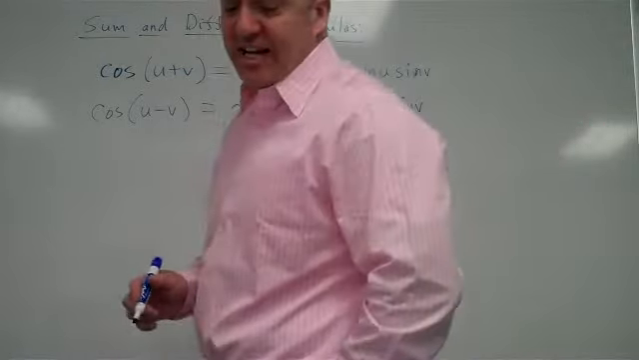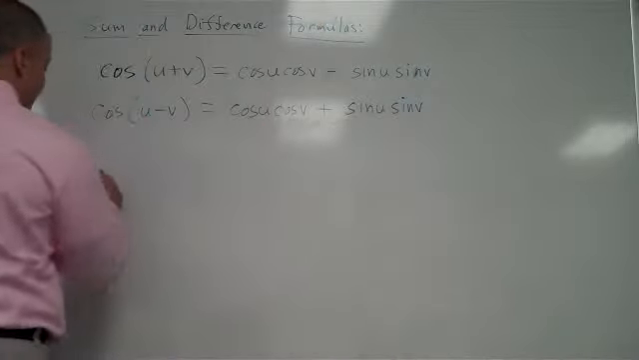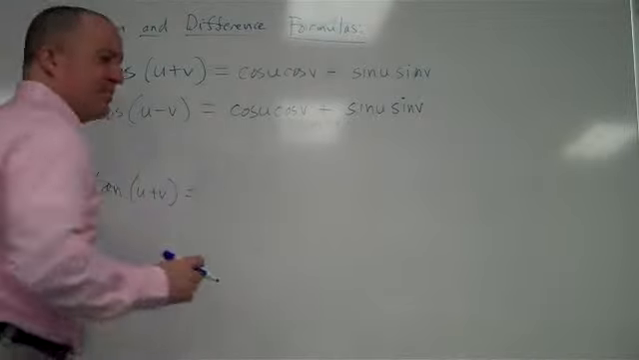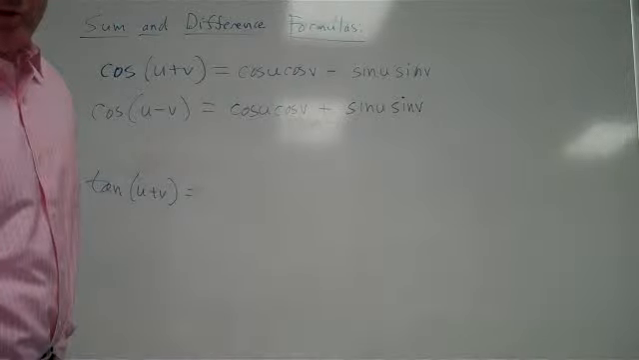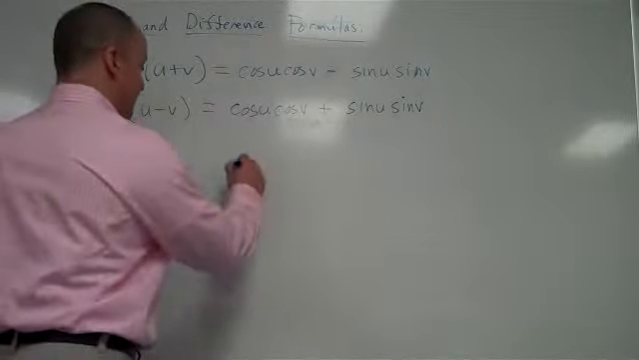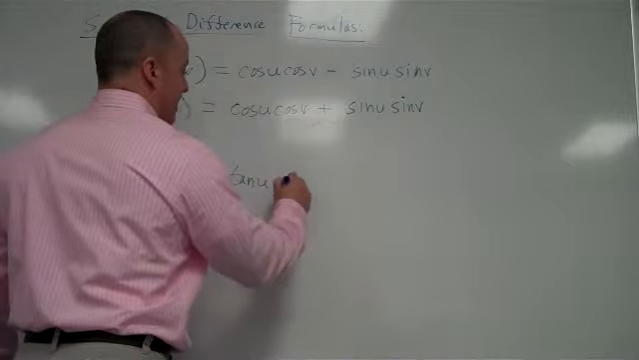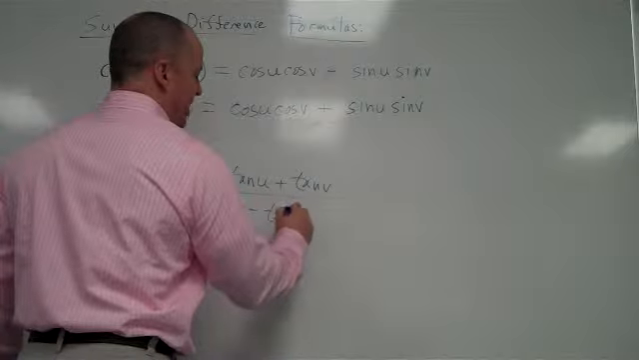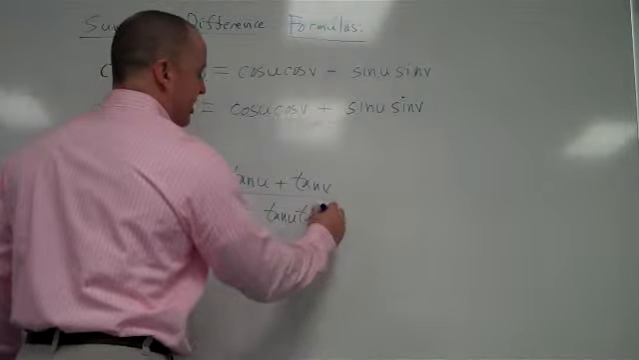The last two are tangent formulas. And these are by far the ugliest. If you add two angles, it's the sum of the two angles over 1 minus the product. Sum of the two tangents, I should say.